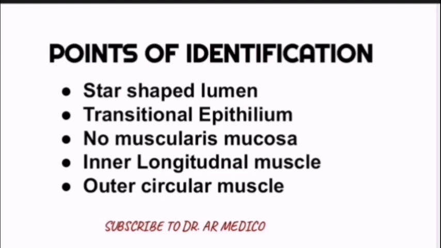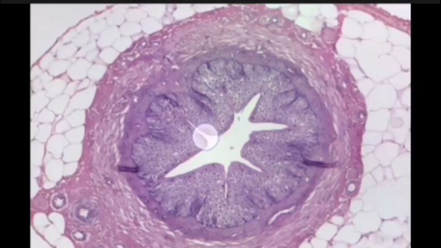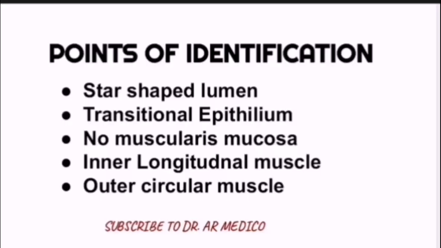So what are the basic histological features and the points of identification? The first one is it will have a star-shaped lumen. You can see here the star-shaped lumen. You can see in this picture also the star-shaped lumen, right? So the first thing, if you have a 4x picture of the ureter, then you can easily say that it is a ureter, it's having a star-shaped lumen, but you have to see other points too.